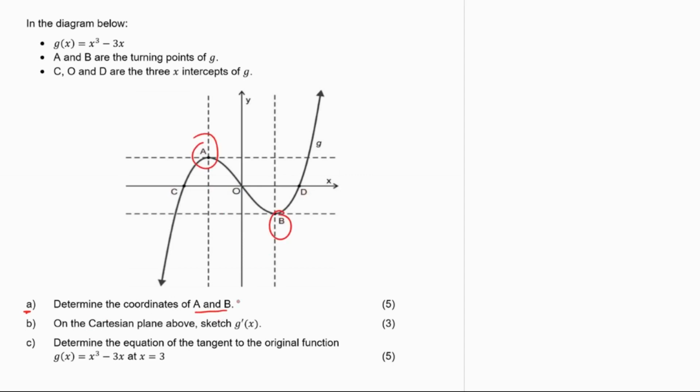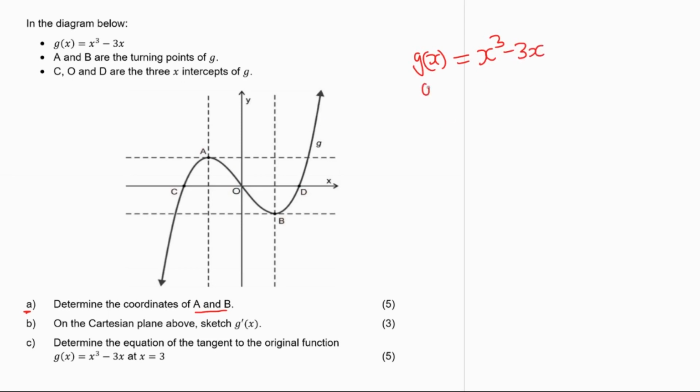We have to ask ourselves this question: what are A and B? These are the turning points. And at the turning points, the derivative of the function is equal to 0. So we differentiate and equate the derivative to 0. Let's just do that. g of x is equal to x cubed minus 3x.